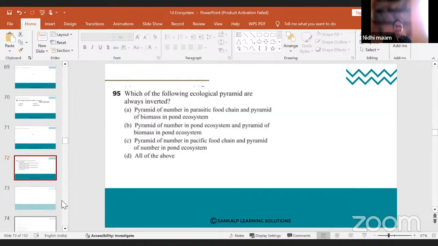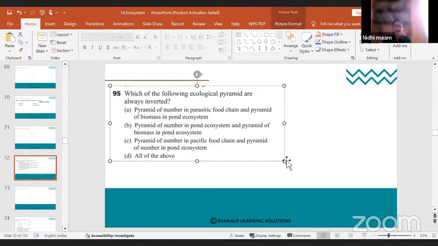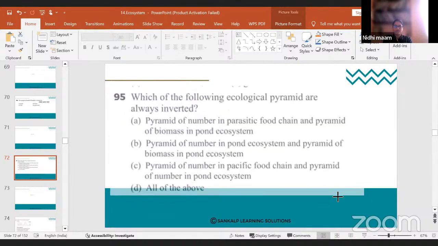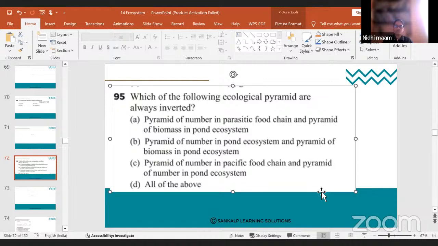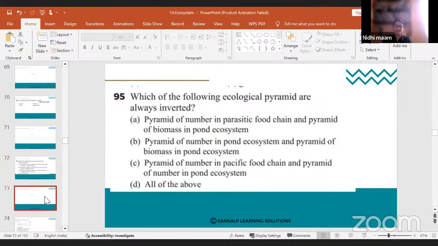Next question. Which of the following ecological pyramids are always inverted? Pyramid of number in a parasitic food chain and pyramid of biomass in a pond ecosystem. Pyramid of number in a pond ecosystem, pyramid of biomass in a pond ecosystem. Pyramid of number in a parasitic food chain and pyramid of number in a pond ecosystem. D, all of the above. Sushmita, Kavya H, Ramya S, Tasmiya Banu answered. Most of you are voting for option A and D. The right answer is option A, pyramid of number in a parasitic food chain and biomass in a pond ecosystem.